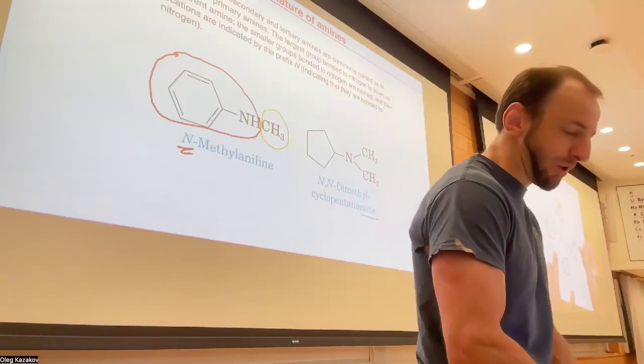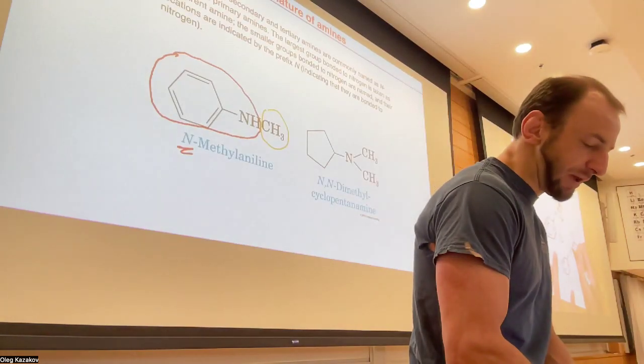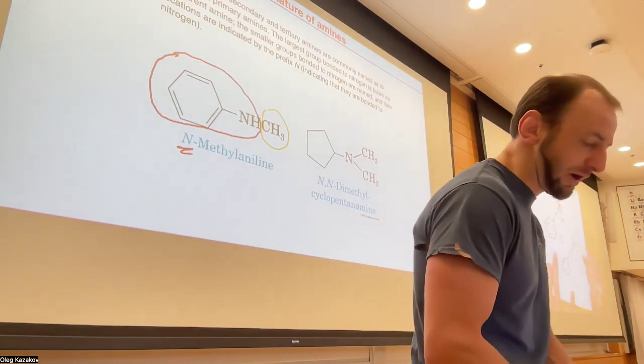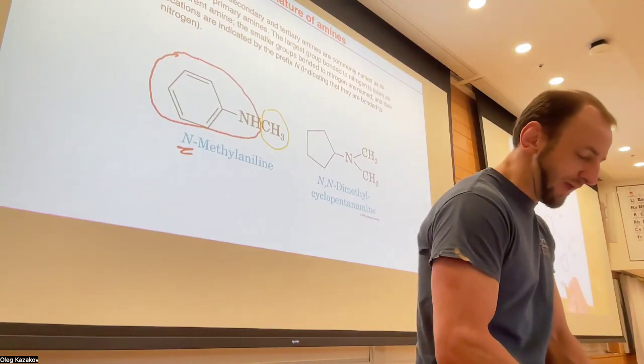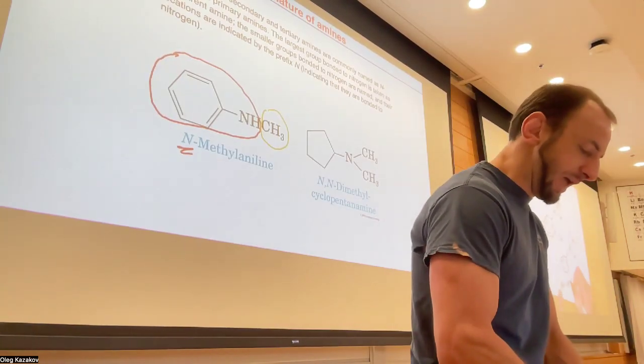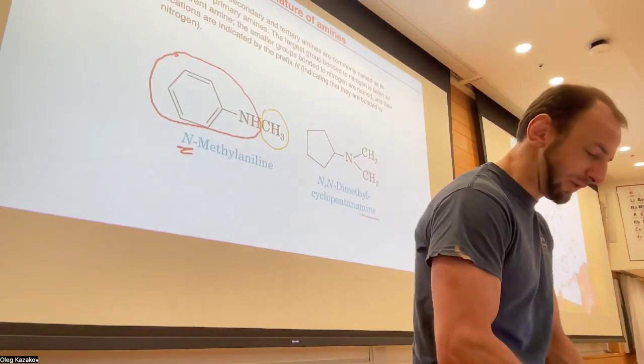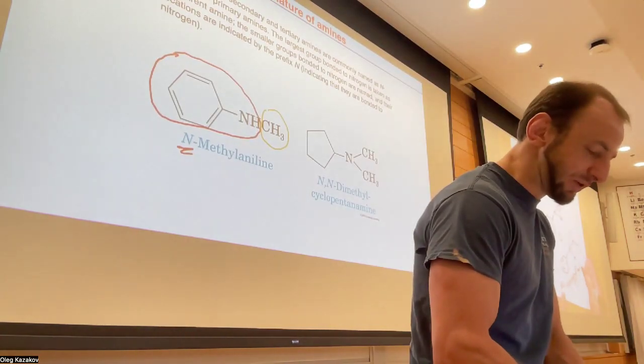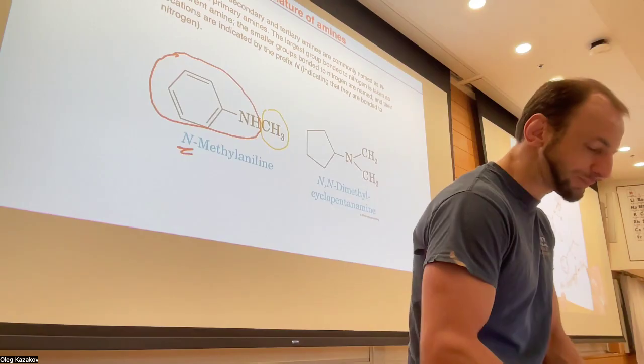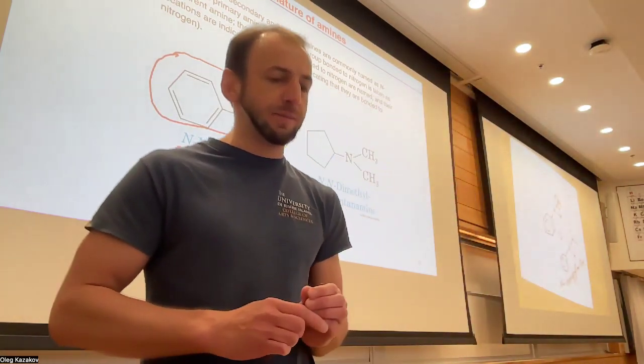So this is our isopropyl, right? This is the carbon-nitrogen bond right here. So 3 carbons, all good. And then you have N-isopropyl aniline. So that's another way to go about naming amines.